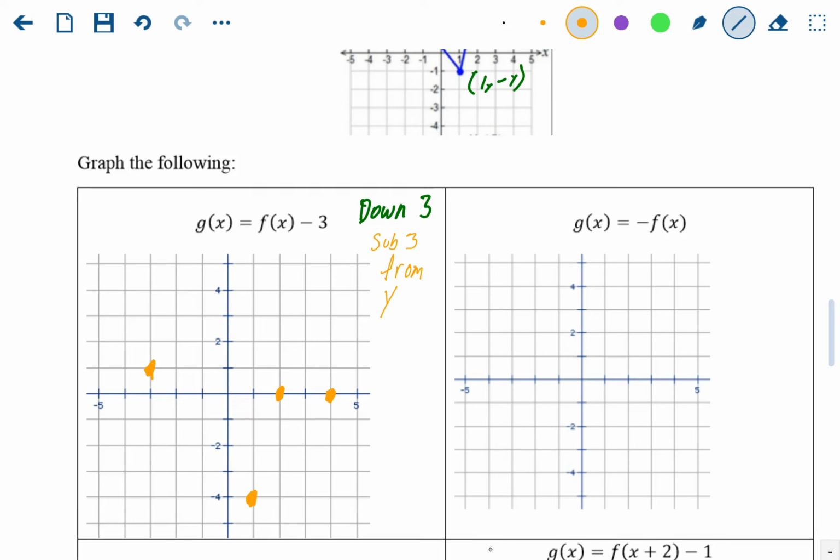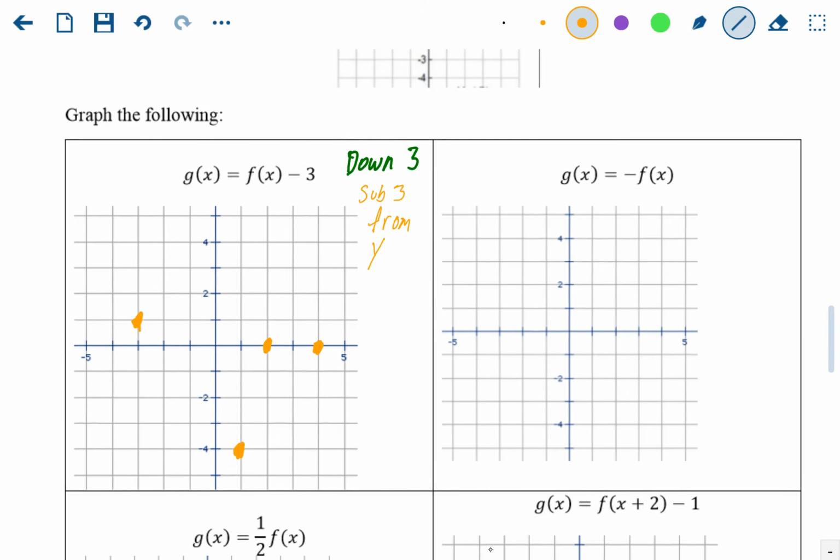So the graph holds shape. That f(x) is the parent function. And remember that all child graphs have to look like the parent function.